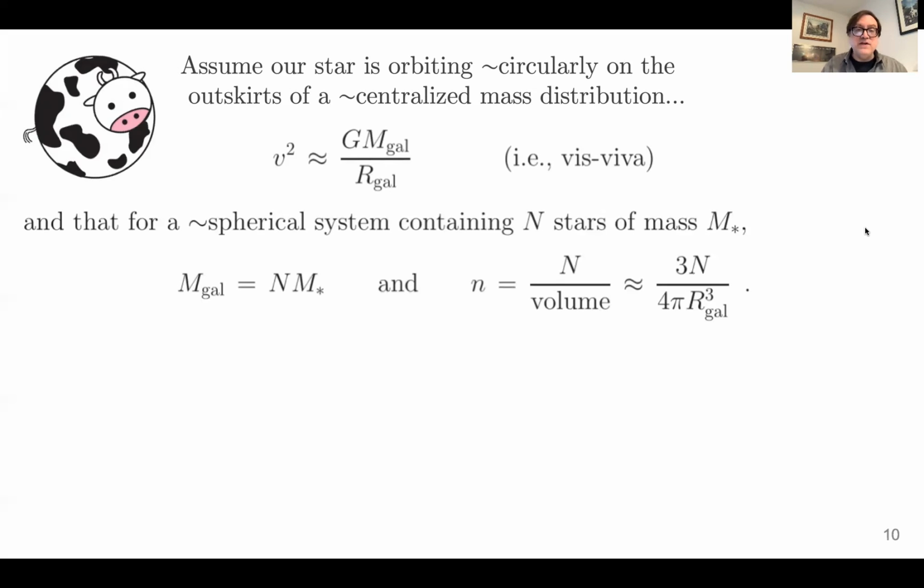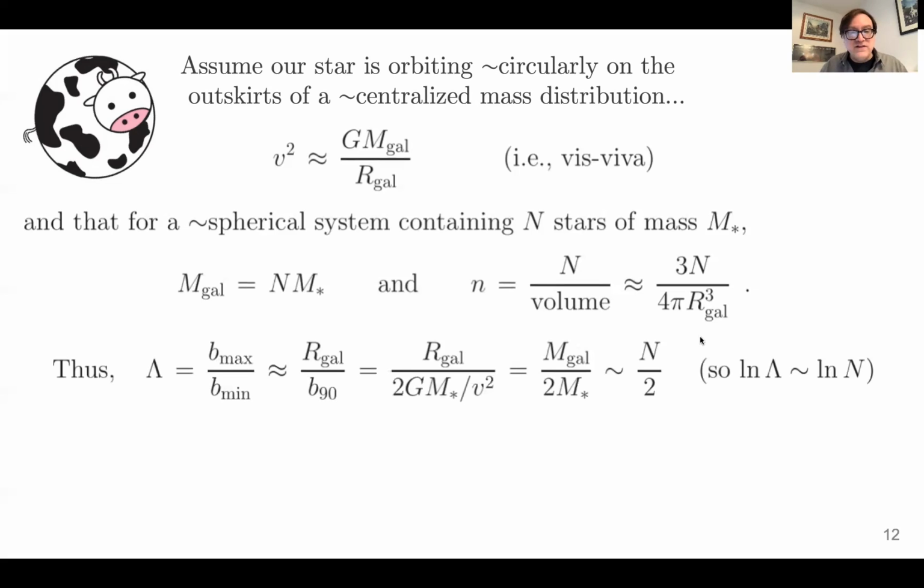And if we know it's a spherical system containing n stars of identical mass, we can write the mass of the galaxy just as the number times the mass of each star. We can write the number density as n over R galaxy cubed, just by the volume. And these things can be plugged back into the relaxation time. And of course, the relaxation time contains the Coulomb logarithm, b max over b min, which is now the size of the system divided by this b90.